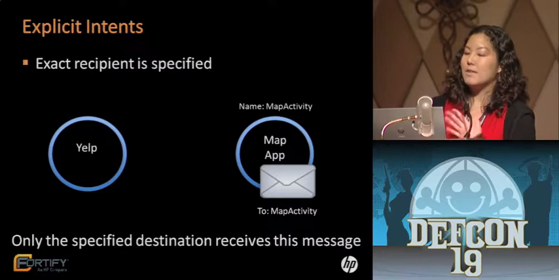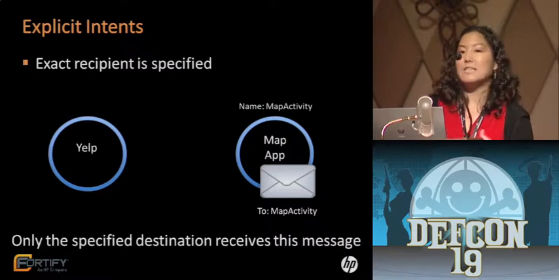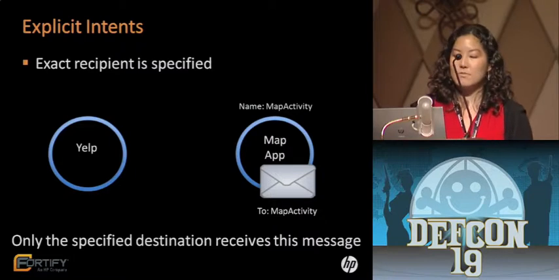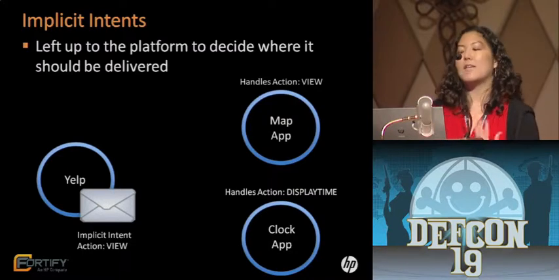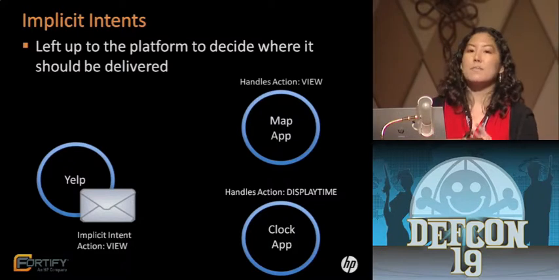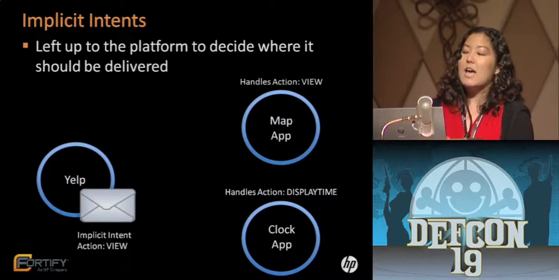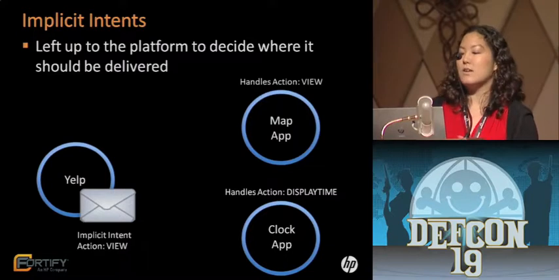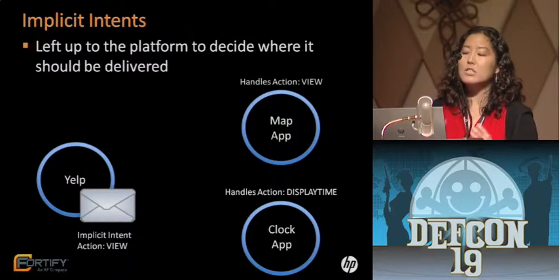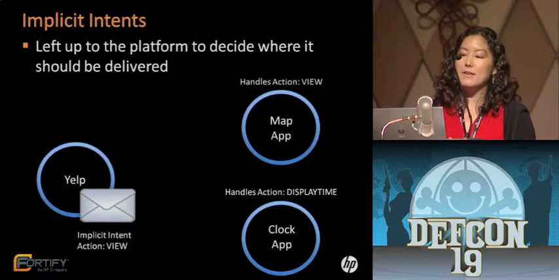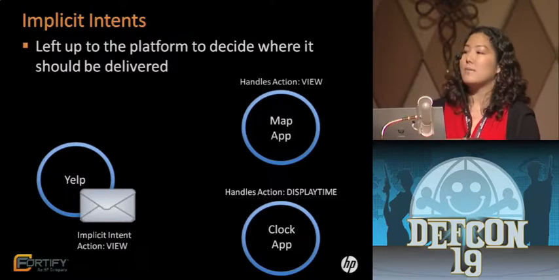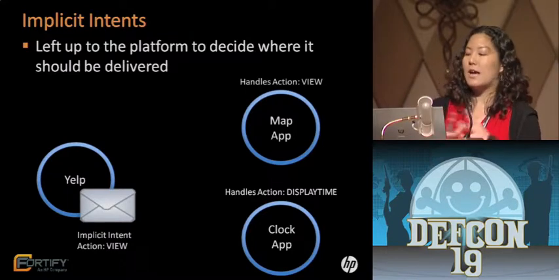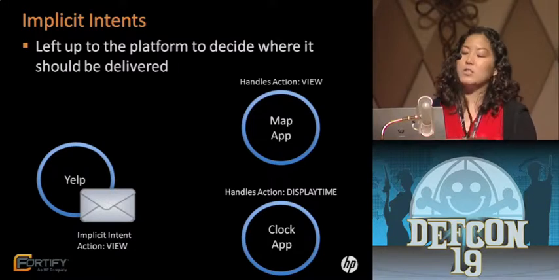With explicit intents, it's important to note that only the specified destination will receive this message. The other type of intents are implicit intents, and these are intents without a specific destination. Instead, the developer specifies something called an action in the message, and leaves it up to the system to determine which component is most suited to handle that particular action. Actions are meant to describe the general requirements of the intent, so that the sending application, the Yelp application, doesn't need to know what other applications are installed on the phone.